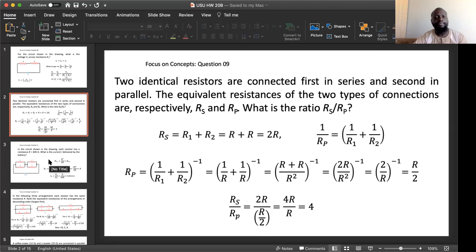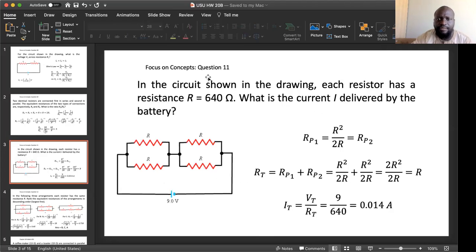Now the next problem is focus on concept question 11. It says in the circuit shown in the drawing, each resistor has a resistance R equals 640 ohms. What is the current I delivered by the battery? So these are identical. So these two are in parallel. So I do the product divided by the sum, R squared over 2R. R squared over 2R for this one too. So the R parallel 1 for this first one in parallel is R squared over 2R. It's the same for R parallel 2 for these ones in parallel. So I call this R parallel 1, I call this R parallel 2, and then both of them are in series.